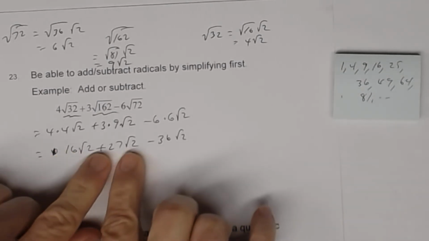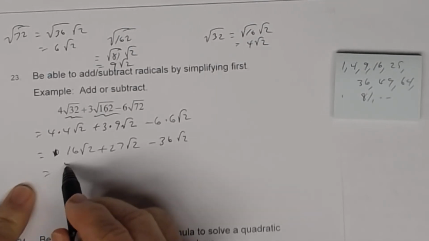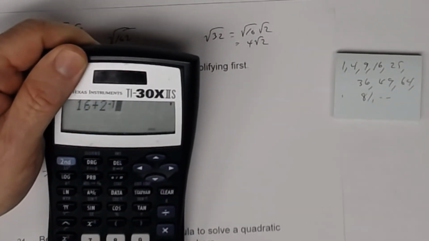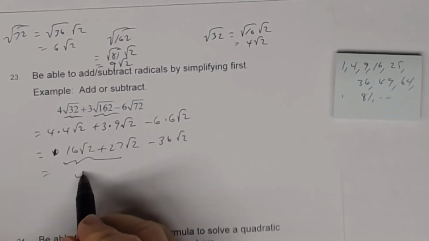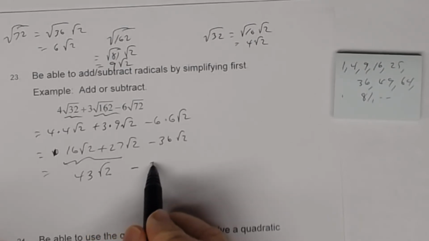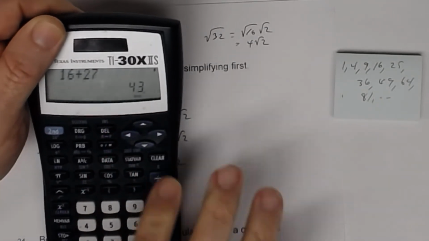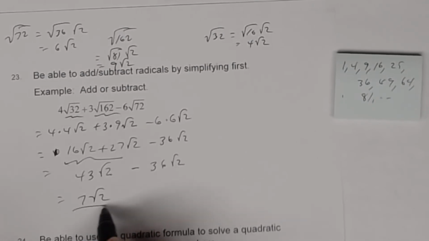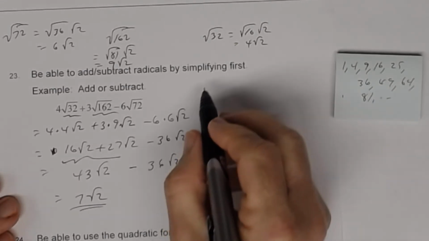So notice all of these terms are like terms because they all have the square root of 2 in it. So let's do it in order. 16 square root of 2 plus 27 square root of 2. 16 plus 27 equals 43. So this is 43 square root of 2 minus 36 square root of 2. So 43 minus 36 will give us 7. So the answer is 7 square root of 2. So that's number 23. There's your work. Okay, so you must show work.